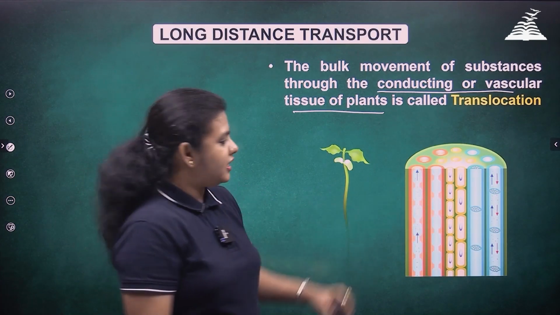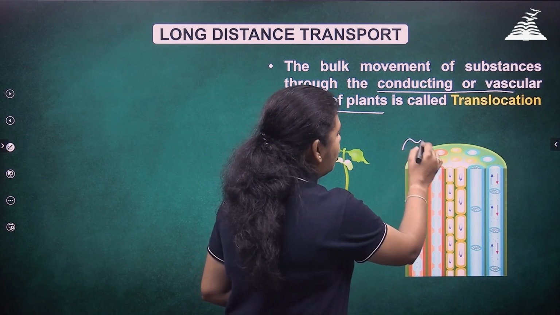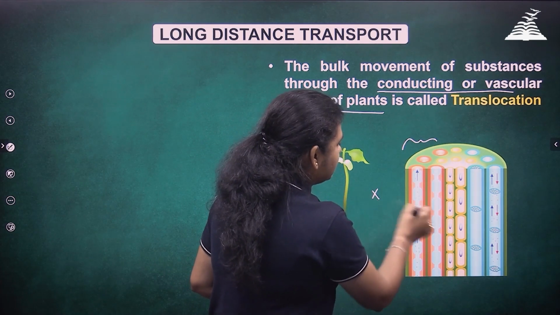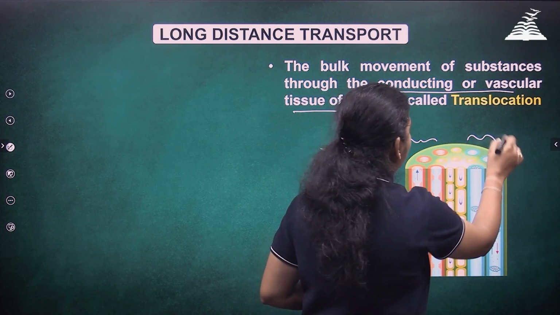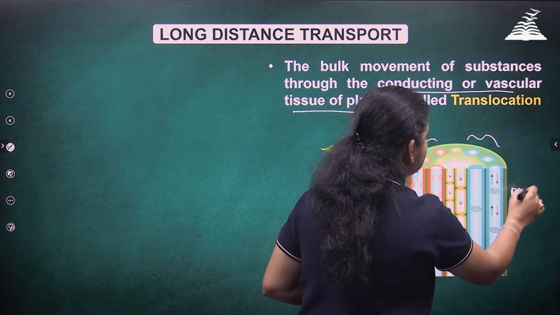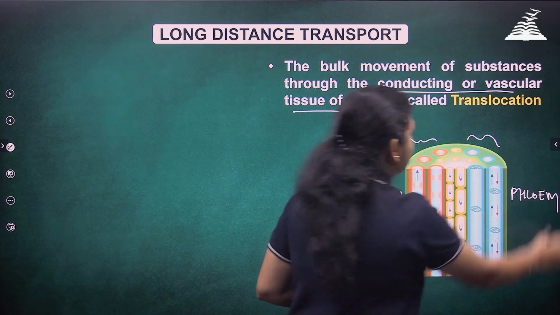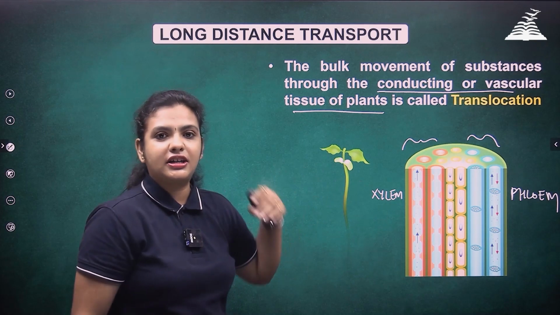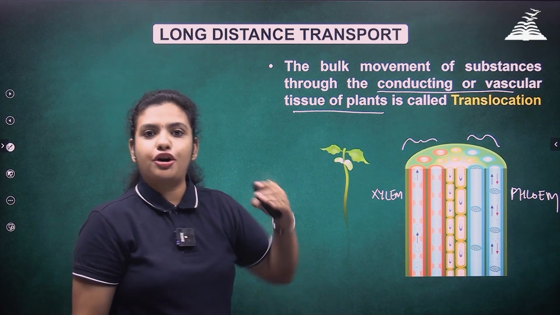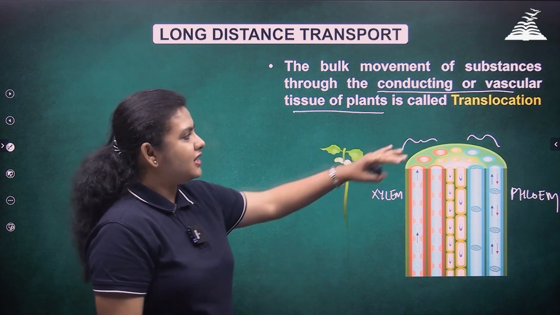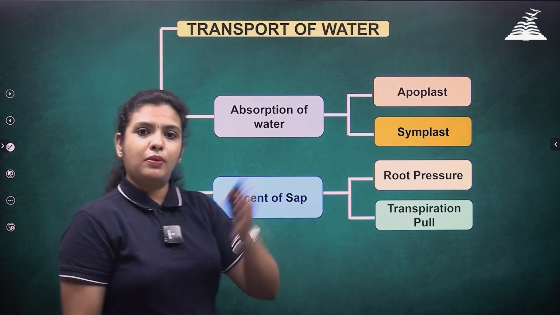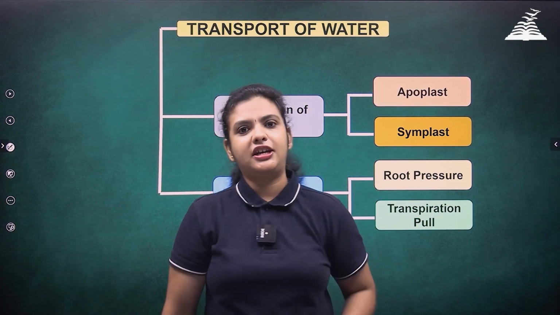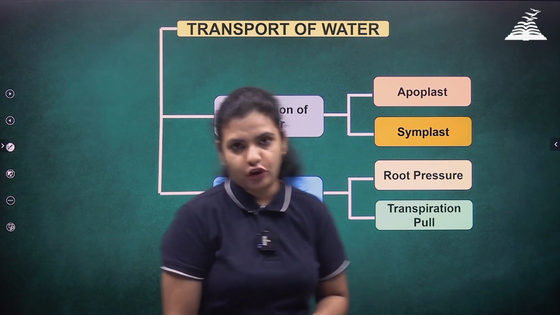So the image you see here is of the xylem. The orange one is depicting your xylem and this end is your phloem. The blue one is phloem. And through the xylem and phloem, we are transporting molecules of food, water and minerals. That is translocation. Now let's understand the transport of water, students. Then we will take up the transport of minerals and finally we will end it with transport of food.